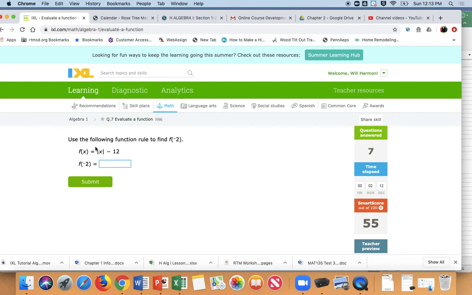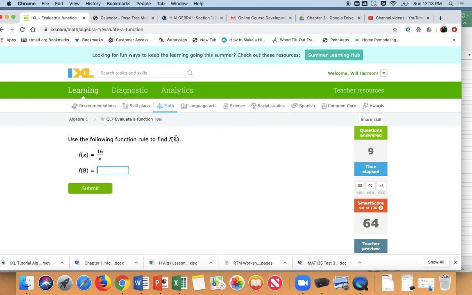Here, these bars mean absolute value, as we learned before. So I'm going to replace x with negative 2. So the absolute value of negative 2 is 2. So 2 minus 12 is negative 10. Here, again, I'm going to be plugging in x twice. So 10 times 9 is 90, minus 9 squared is 81. So 90 minus 81 is simply 9.